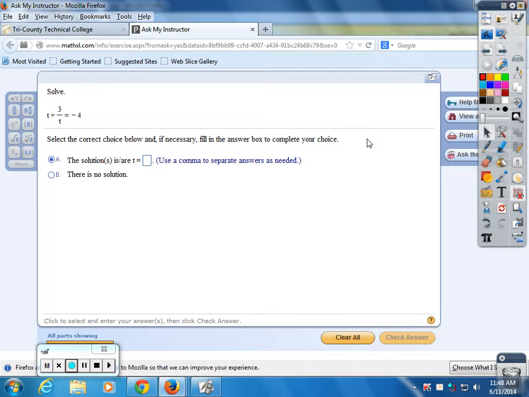Try that one. T plus 3 over t is equal to -4. At least going backwards, they get a little bit easier, don't they? That's true though, like I've noticed the farther along we get. That's the way all the math books are, but everything will start clicking slowly.